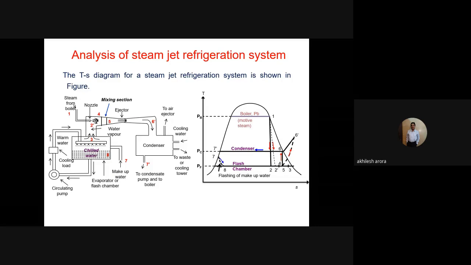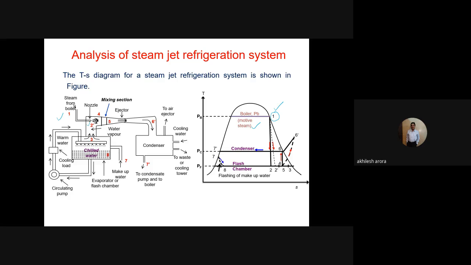Now let us see the analysis of the steam jet ejector refrigeration system. So now I have shown the various state points here also. The steam from the boiler is at state point 1. It is coming out at state point 2 dash. So let us see how the process is taking place. This is the motive steam. So we are considering that this is the saturated steam at the boiler pressure. It is state point 1.